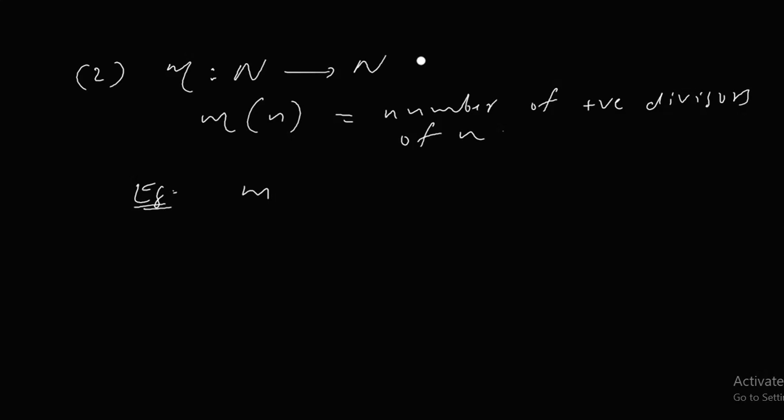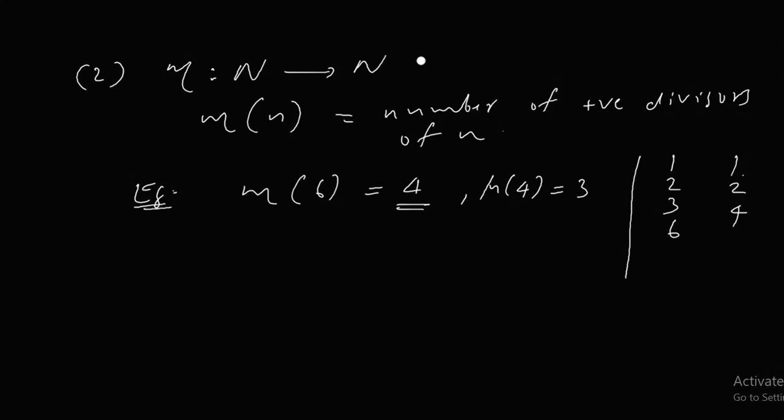For example, if I write eta of 6, how many divisors are there for 6? 1 is a divisor because 1 divides 6, 2 is a divisor, 3 is a divisor, and 6 is a divisor. So all these four numbers are the divisors of 6, so total 4. So eta of 6 is going to be 4. And what is eta of 4? 1 is a divisor of 4, 2 is a divisor, and 4 is a divisor. So totally you will get 3. So eta of 4 is going to be 3. This is the definition.